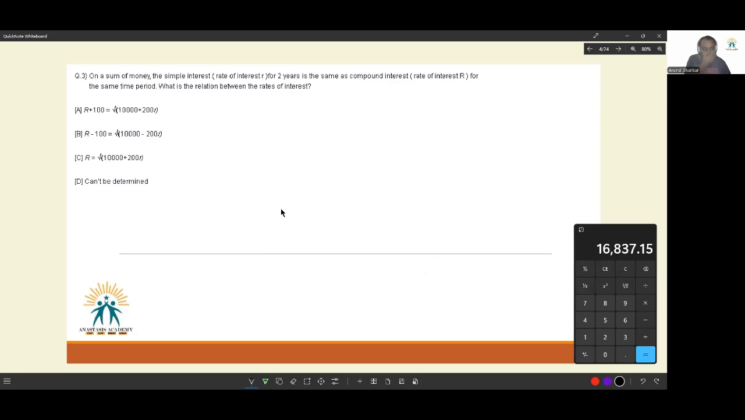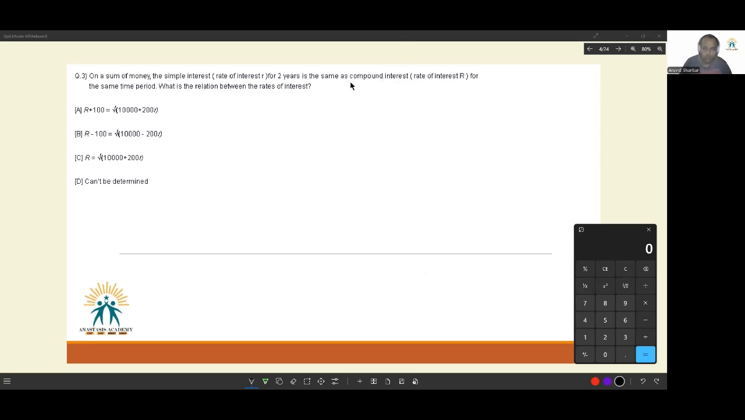Next question. On a sum of money, the simple interest, rate of interest small r, for 2 years is the same as the compound interest, rate of interest capital R, for the same time period. What is the relation between the rates of interest? Okay. The first thing I will do is I can see all the options. All the options are pretty much in variable form only. So I can take any value. I can absolutely take any value and my work will be fine.